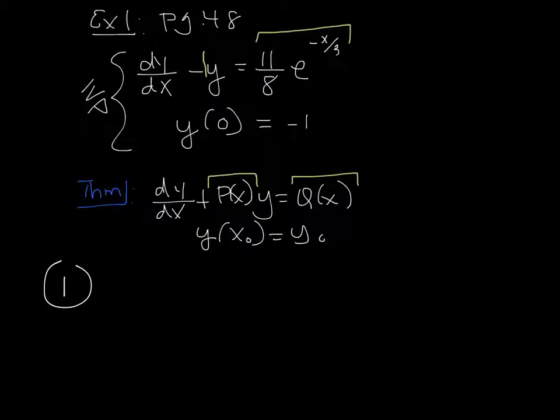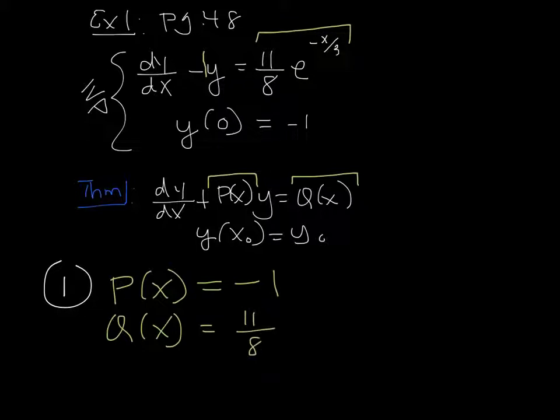So if we write that out, we'll write it in green. My p of x is going to be -1, and my q of x is going to be 11/8 e to the negative x over 3. So they're both functions of x. So it's not necessarily 1, but that's what you're doing in the beginning. You have to determine what your p of x and q of x are.